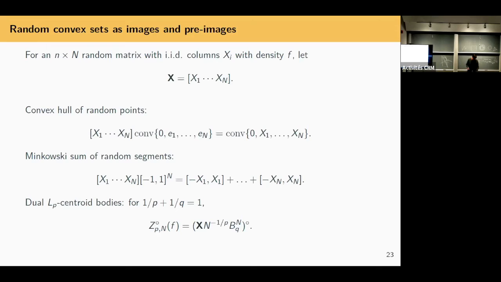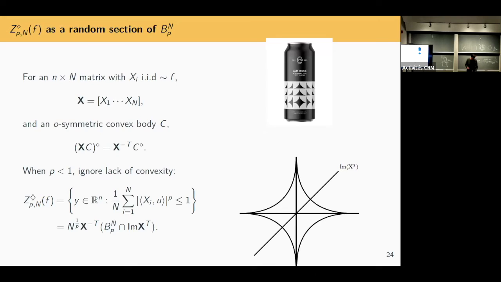Okay, so the empirical dual empirical LP centroid body I get by taking this matrix, hitting the LQ ball where P and Q are conjugate, and taking their polar. This is all of the objects I said. Essentially, you can encode them as linear operations, either as an image or pre-image under a random matrix. Okay, so I'm going to use the same idea, but I'm going to start to adapt this to the non-convex world. Same matrix.